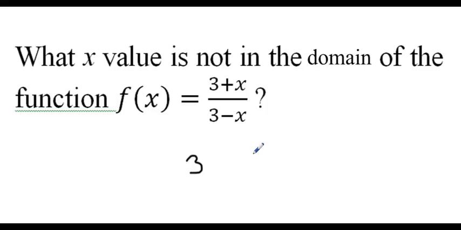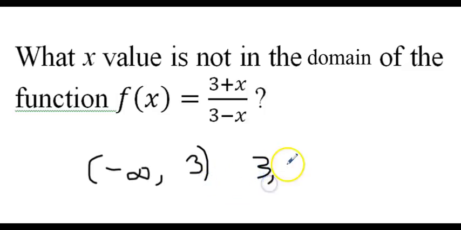It would be two distinct intervals, from negative infinity to 3, not including the 3, and then from 3 to positive infinity, not including the 3, and it's the union of those two sets.